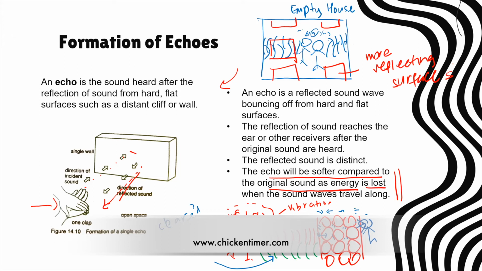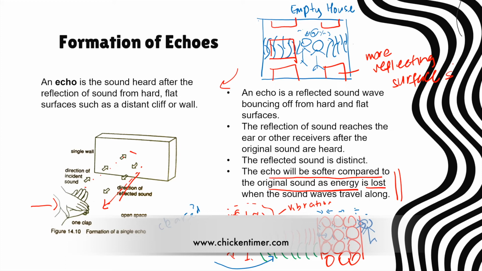So many reflecting surfaces means many echoes come out. Many echoes come out because they're all waves. Later on, you will learn that waves can cancel each other out. So when they cancel each other out, you cannot hear anything. You cannot hear the echo.